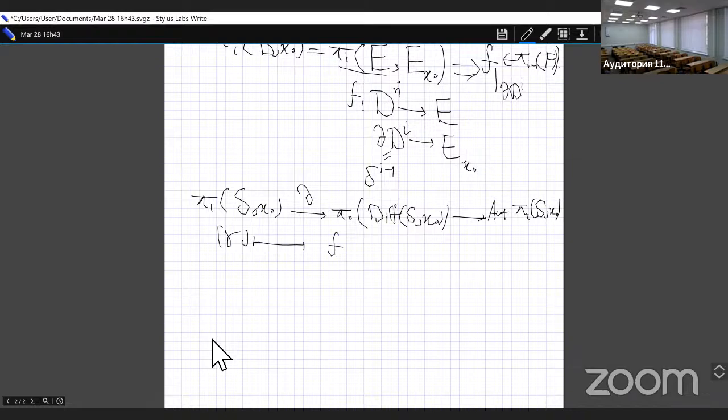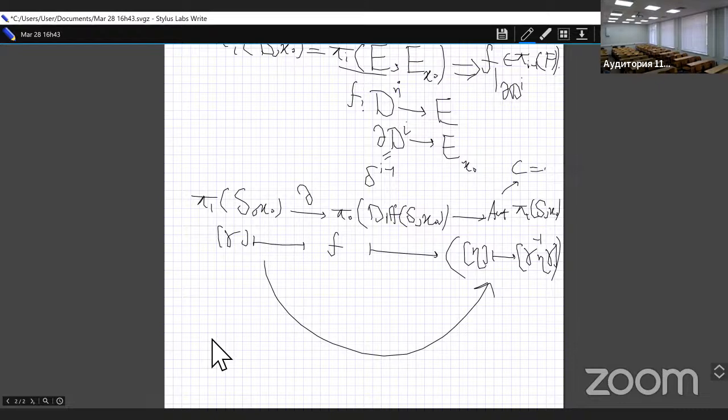And what does it do? It just takes the f star. It sends to a map taking, and so this composition is injective because this group has zero center, and so this is the whole composition.